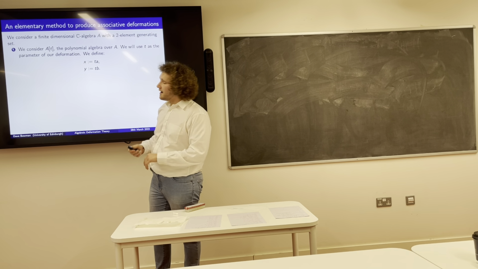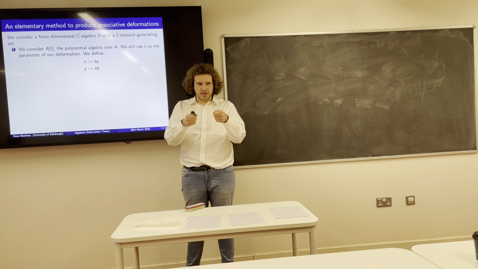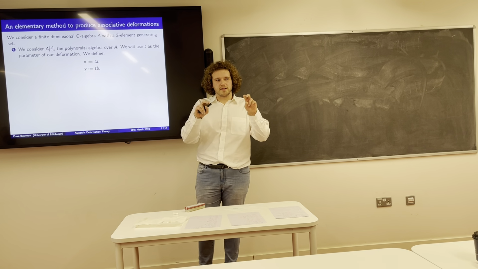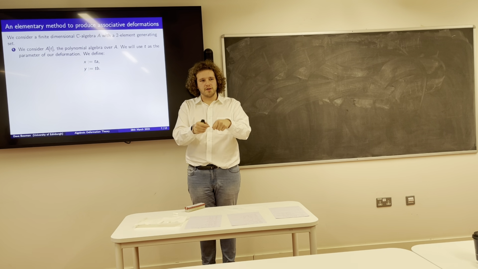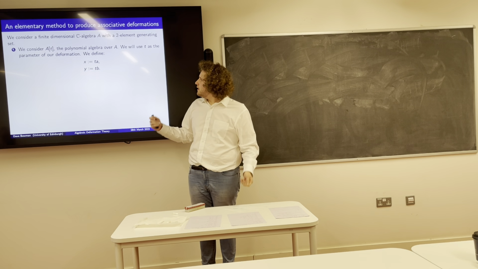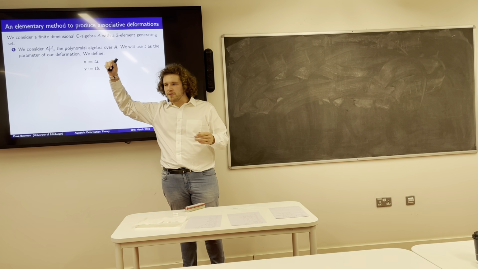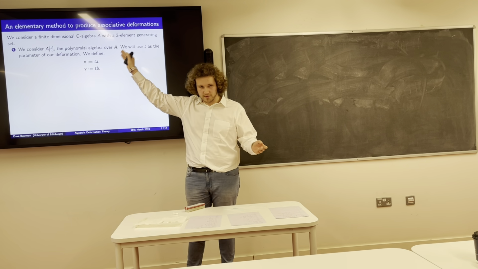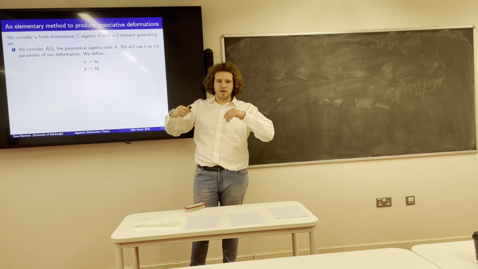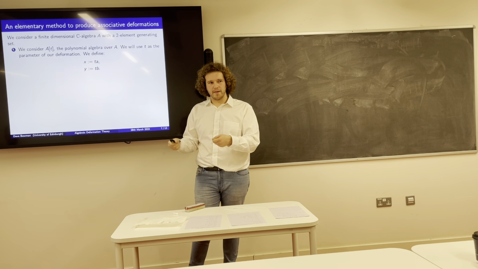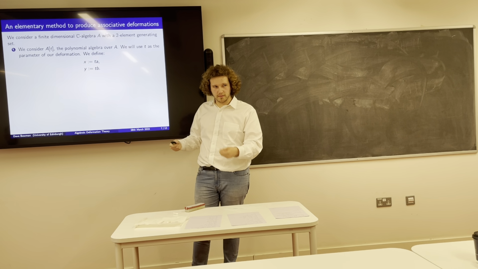So we have our A, and we fix a and b, and they generate as an algebra. This is to say the algebra closure, the smallest algebra that contains these two elements, is going to be A. Right, and then we're now going to move into A[T]. This T is the polynomial ring in one variable T, and this T is going to turn out to be our deformation variable after quite a few steps.